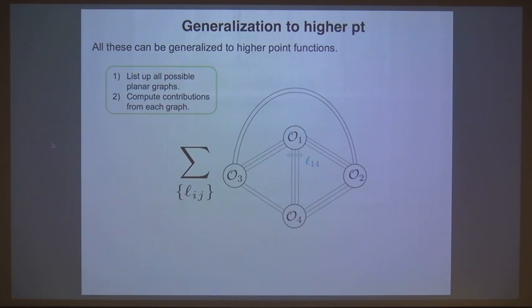And so far, I've been talking about the 3-point functions, but all these can actually be generalized to higher point functions. To see how it goes, it is useful to go back to the tree-level analysis. If you consider the planar 4-point function at tree level, all you have to do is to list up all possible planar graphs and then compute the contribution from each graph. And as you can see, essentially the graphs are characterized by the number of propagators between operators. So what you need to do is to sum up all possible Lij's.